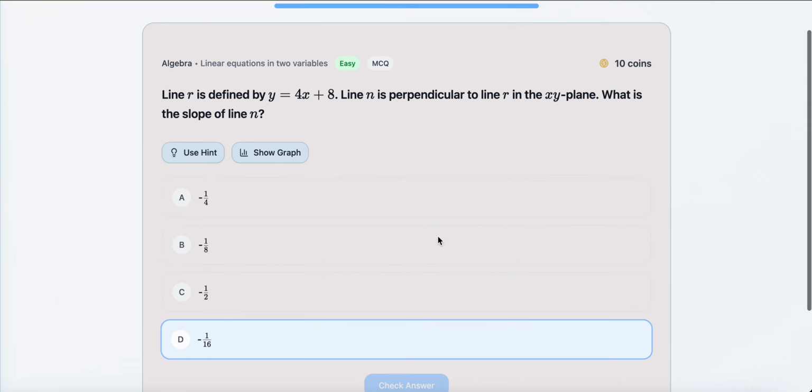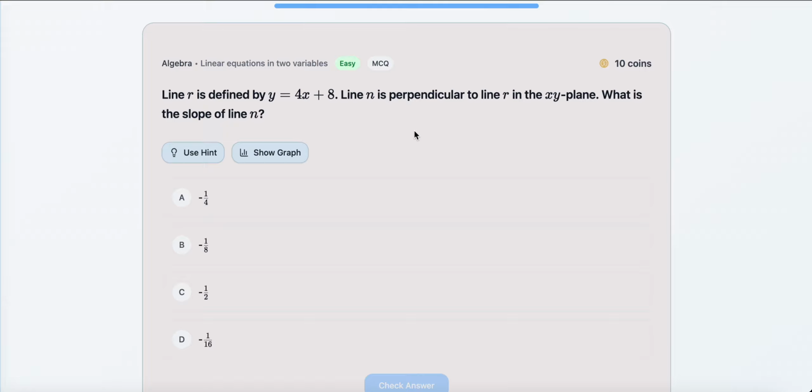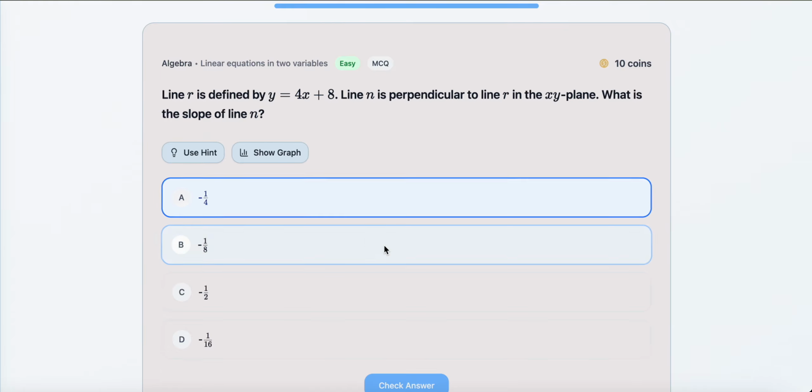Okay, this question says line R is defined by y is equal to 4x plus 8. Line N is perpendicular to line R in the xy plane. What is the slope of line N? So we're just going to take the opposite reciprocal of 4. The reciprocal of 4 is just 1 over 4, and the opposite sign is going to be negative 1 over 4. So that's going to be our answer.